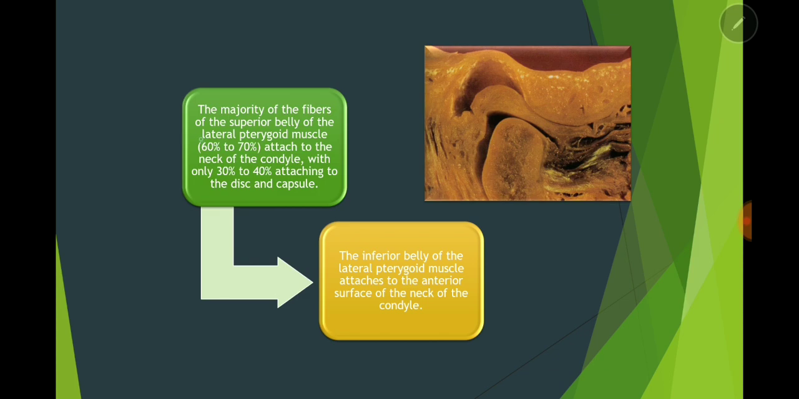The majority of fibers of the superior belly of the lateral pterygoid muscle, about 60 to 70%, attach to the neck of the condyle, and only 30 to 40% attach to the disc and the capsule. You can see here that the majority of that muscle is attaching to the neck instead of attaching to the disc. Remember, the lateral pterygoid muscle has two bellies or two heads, the superior belly and the inferior belly. The inferior belly attaches to the neck of the condyle.